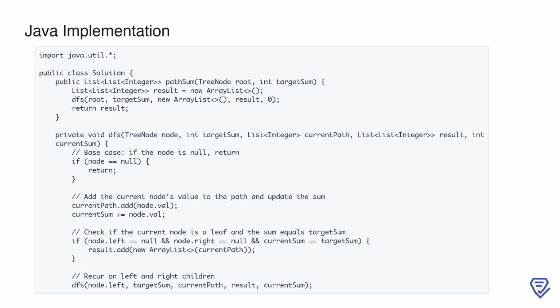It takes several parameters: the current node, the target sum, the current path being explored, the result list, and a running sum that tracks the cumulative value of the current path. Now, in the DFS method, the first step is the base case.